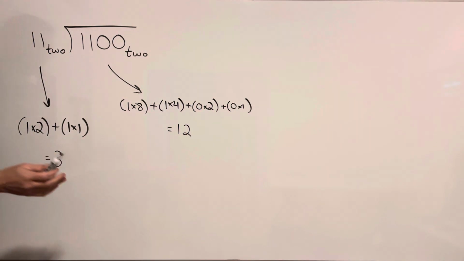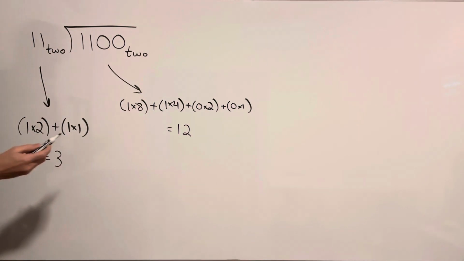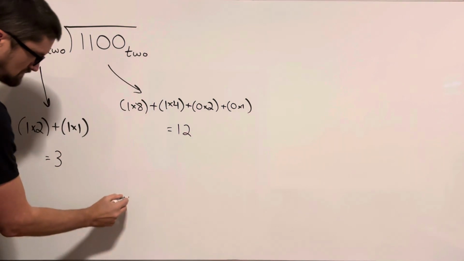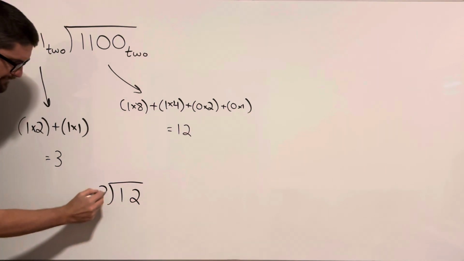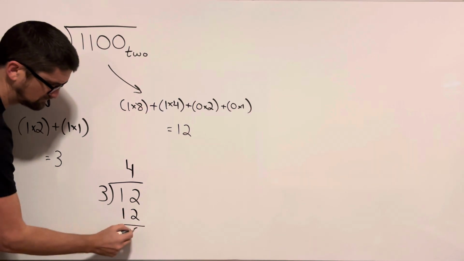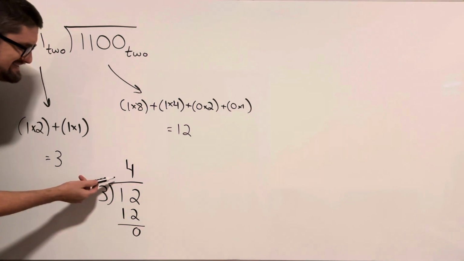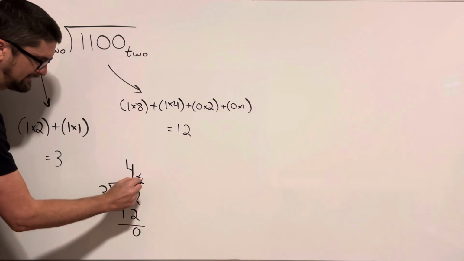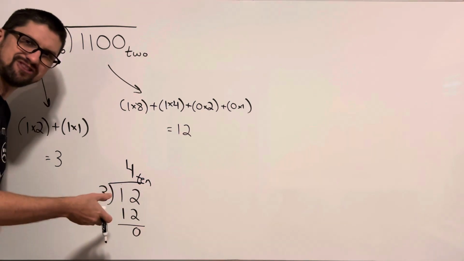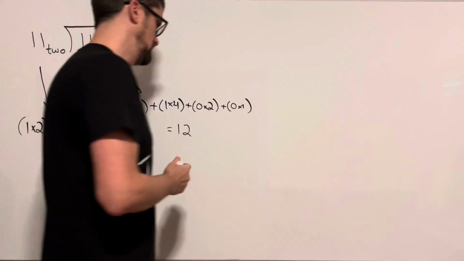So in base 10, this is really 12 divided by 3. 12 divided by 3, which is 4. So this is the answer in base 10. I want to now convert that to base 2.